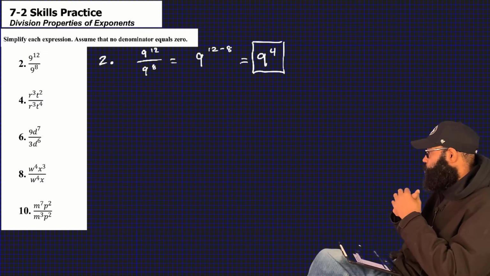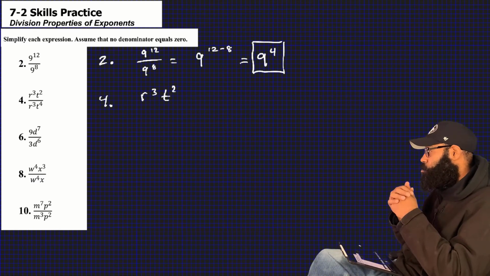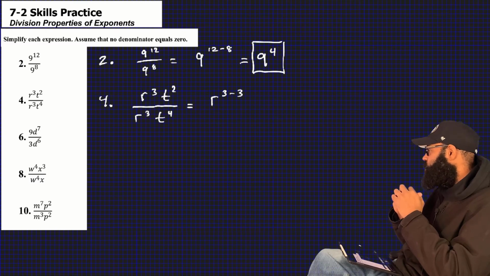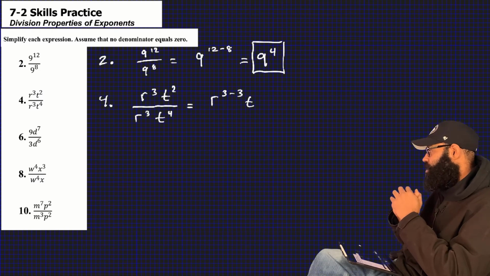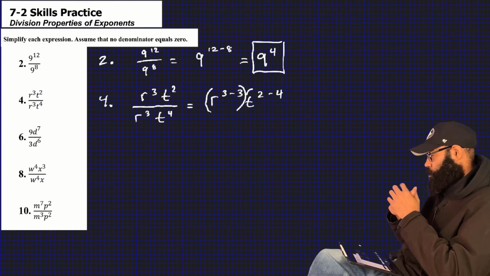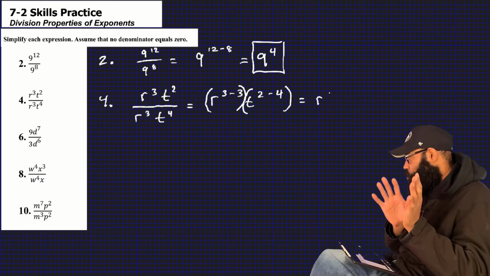Number 4, 3 R's on the top, 3 R's on the bottom. Well, guess what? That's the same in the top and bottom. They would cancel each other, right? So watch how I'm gonna break this one down. Let's use the rule. Same base, R. So R to the 3 minus 3. The rule is to subtract. And then T to the 2 minus 4. And guys, guess what? 2 minus 4, I hope isn't an integer issue for you. Okay, take care of it. But I'm showing grouping symbols to make sure we know what to slow down and recognize.